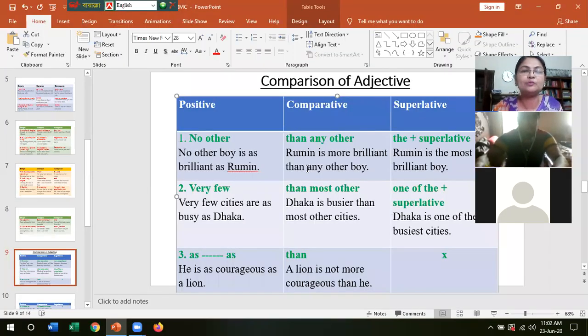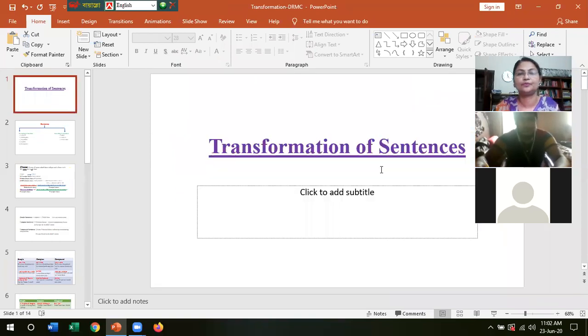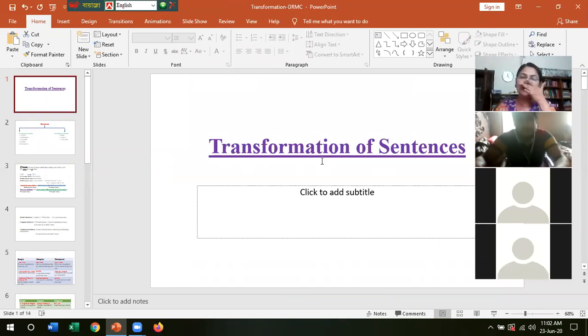If you have any problem, you will tell me. Dear students, can you see the board? Transformation of sentences, can you see it? Yes, miss. Okay, thank you.